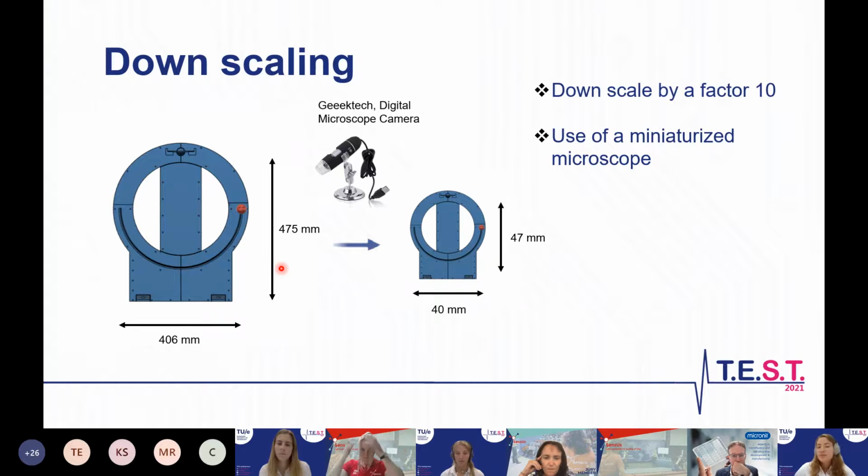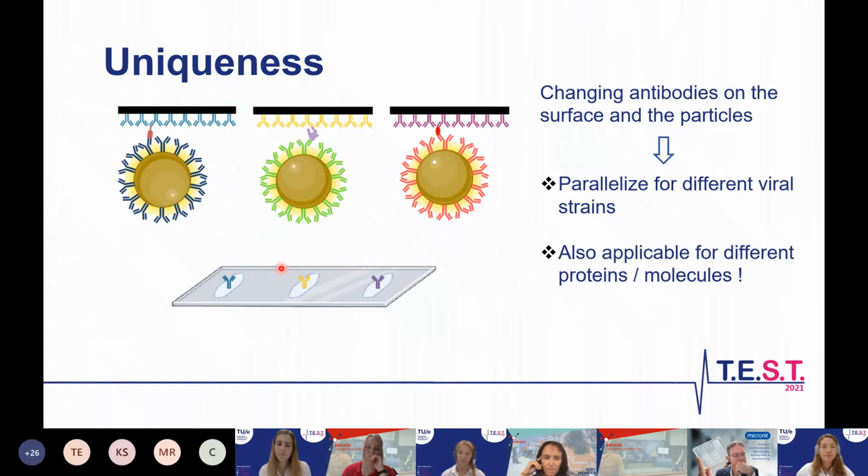The current prototype is still pretty large, but it can be downscaled by a factor 10 by the use of a miniaturized microscope. The beauty of this simple concept is that by only changing the antibodies on the surface and the particles, this technique can be parallelized for different viral strains. And it is also applicable for different proteins and molecules. So it's very generalizable.